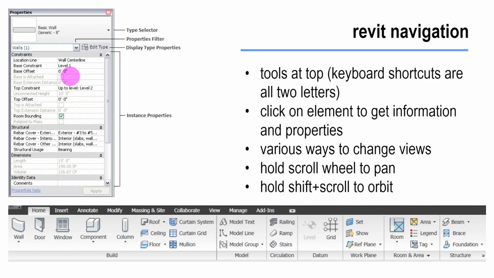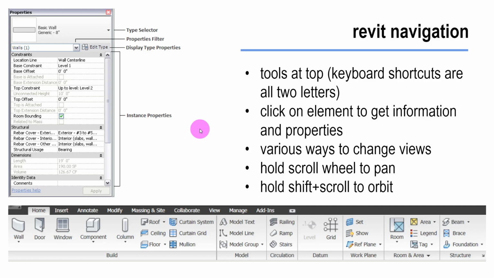There are a few different ways to change views that we'll go over too. So there'll be some tabs up at the top that we can move between, as well as the project browser, which is my favorite way. And then our navigation is opposite of SketchUp. So if I just click and hold the scroll wheel, I'll be able to pan around in my drawing. If I hold the shift key and the scroll wheel, I can orbit around in my drawing.